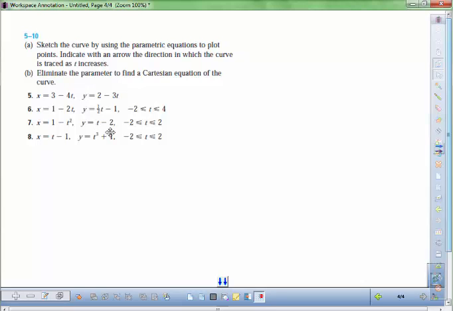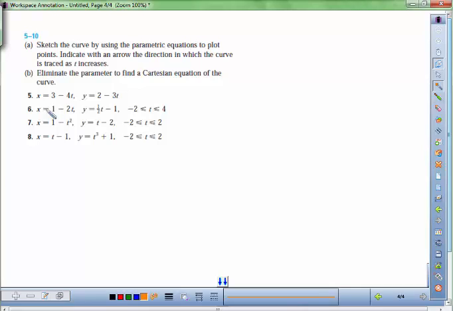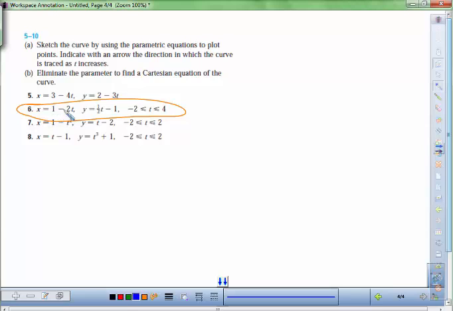So let's pick a problem here. You guys want to pick one? Pick one. 6. Let's do number 6. So we have x and the t value. x is equal to 1 minus 2t, and y is equal to 1/2 t minus 1. And they give us specific limits for t, going from -2 to 4.